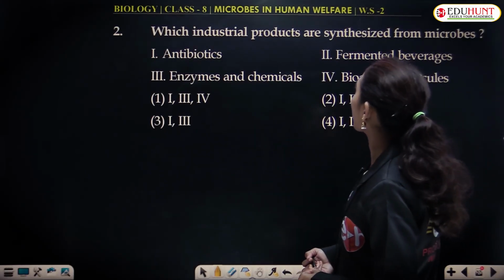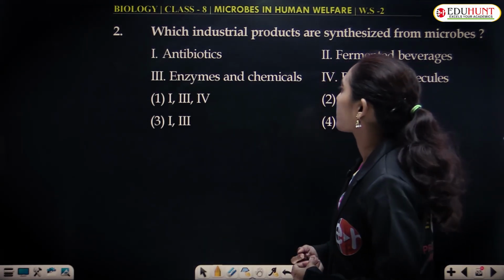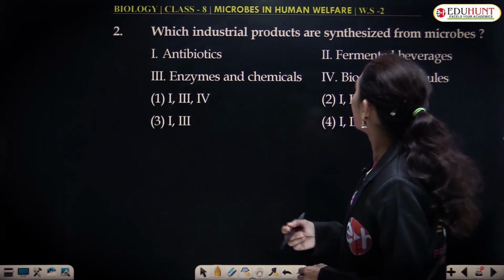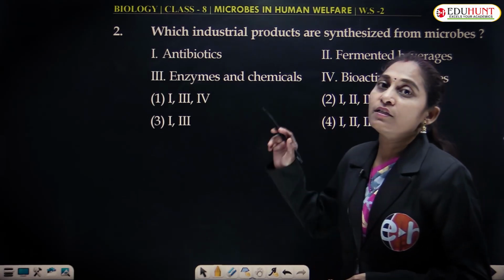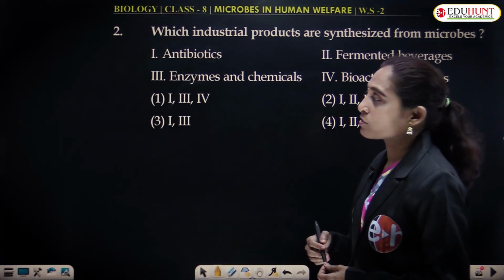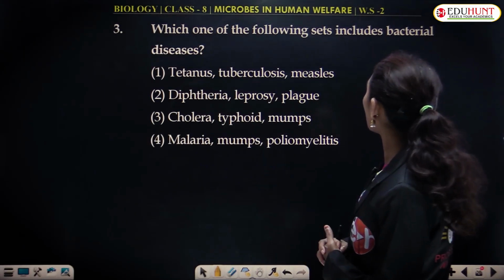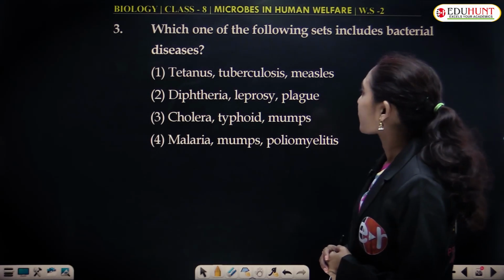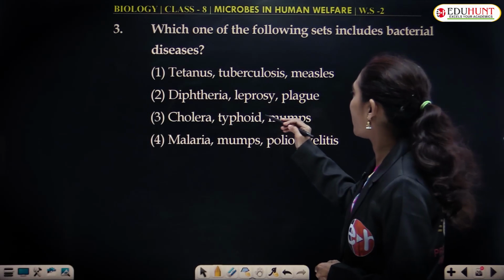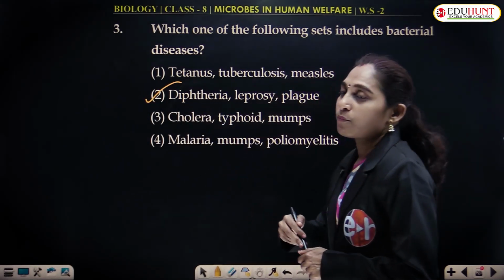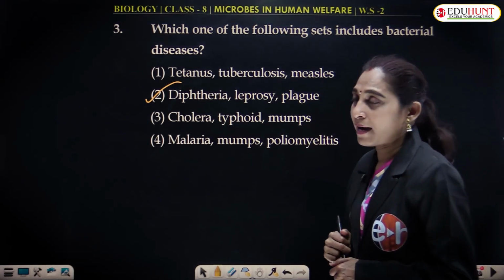Which industrial products are synthesized from microbes? Let us see the options. Antibiotics, fermented beverages, enzymes and chemicals, bioactive molecules. All the mentioned compounds can be synthesized using microbial organisms. So, all. Which one of the following sets include bacterial diseases? Tetanus, tuberculosis, measles, diphtheria, leprosy and plague. I think this is the probable answer because all the diseases are caused by bacteria only.